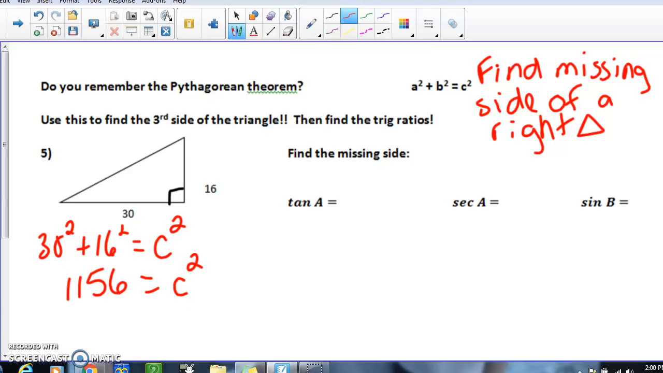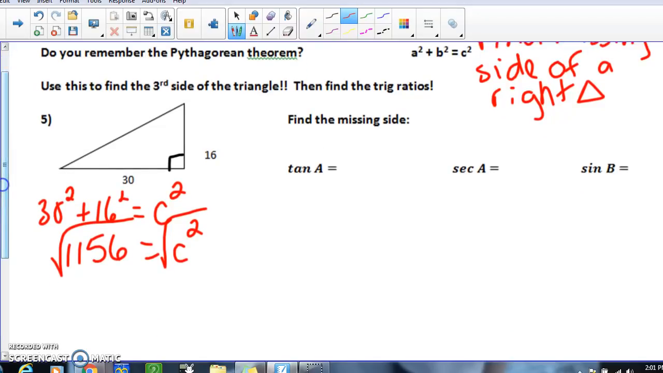Hopefully you know, because of all the work we've done by now, that at this point we have to take the square root of both sides. This will work out to a nice, friendly whole number, and it does. The square root of 1156 is a whole number. It happens to be 34. If any of you were thinking, what happens if it's not a whole number? Here's what I can tell you. You are not allowed to give me a decimal answer. You're going to have to simplify the radical.